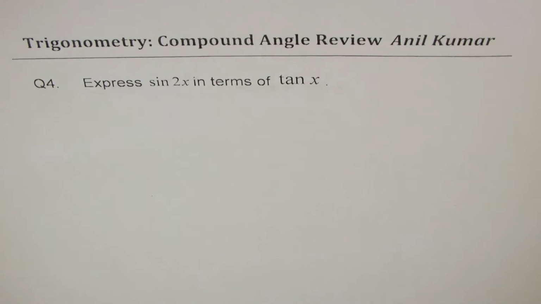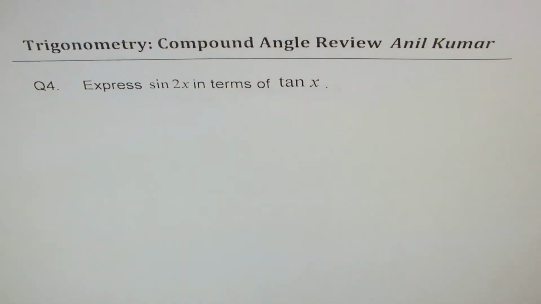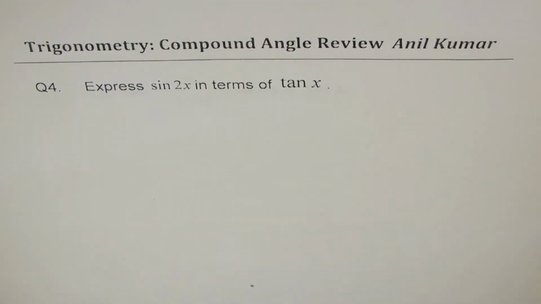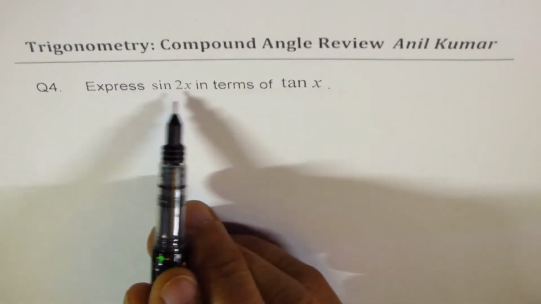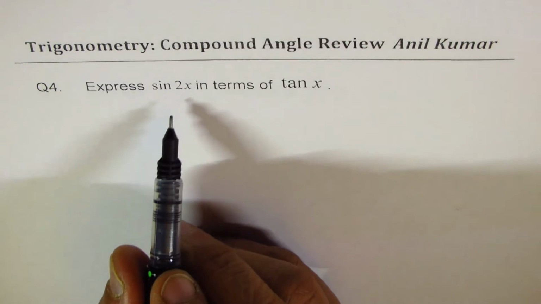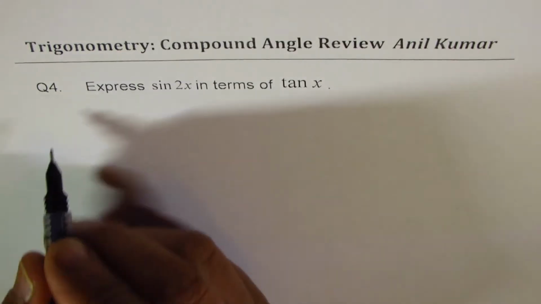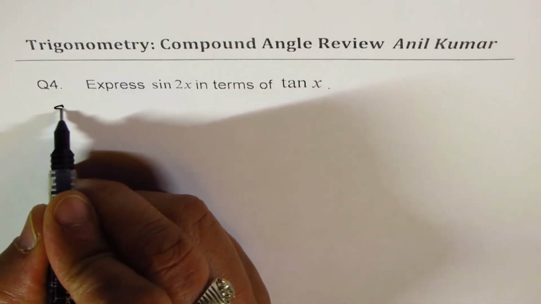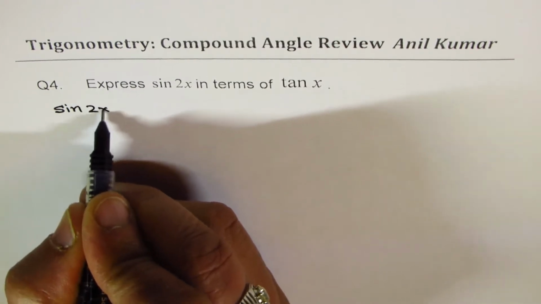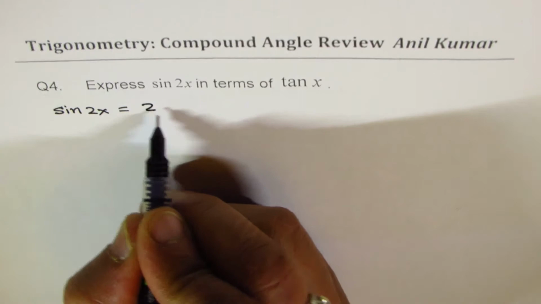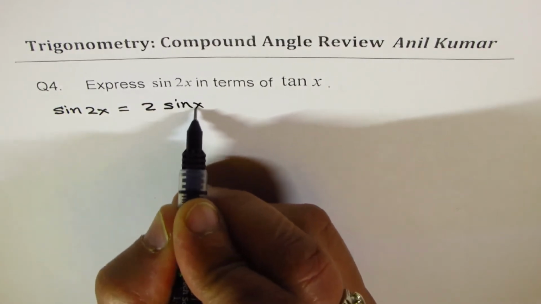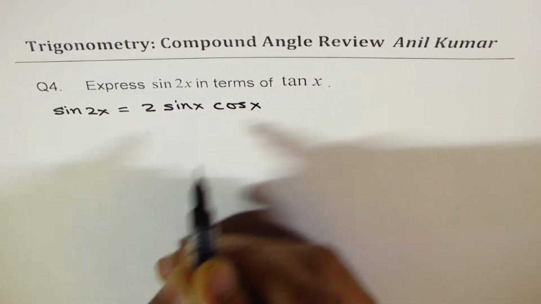Now let's look into question number 4. Express sine 2x in terms of tan x. Now this is a very difficult question. Let's try to see how to do it. So we need to write sine 2x in terms of tan x. We know from double angle formula sine 2x is 2 sine x cos x, correct?